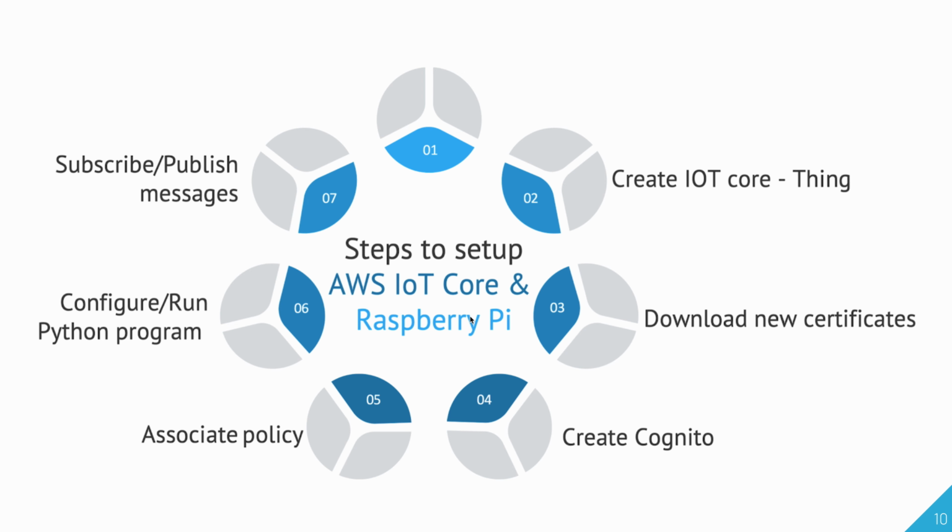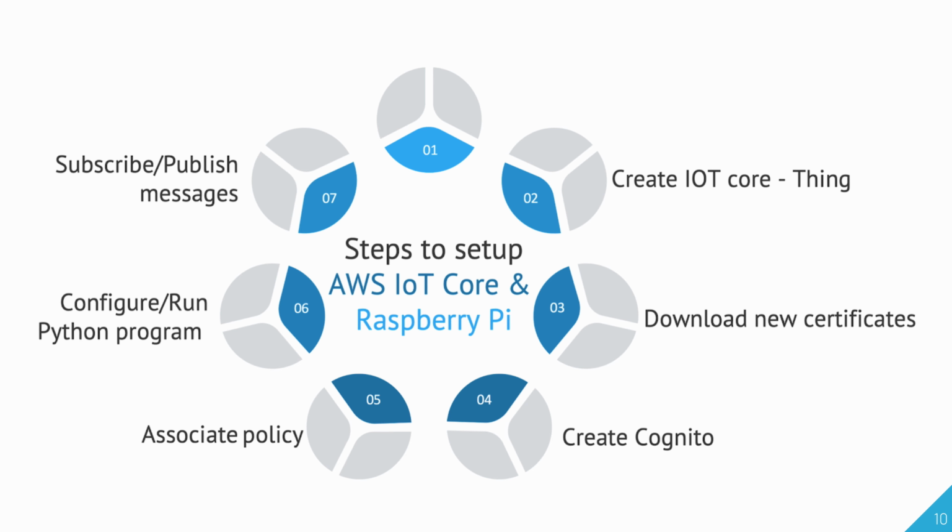Every input-output IoT device is called a thing, and we have to register all the things. Then we can download our IoT Core certificates onto the Raspberry Pi. We then need to configure a Cognito to allow anonymous users with certificates. Then, we'll create and associate some policies. After that, we'll make a Python program to connect these two. And finally, we'll subscribe to all the topics and publish messages with our Python program. So let's implement these steps.